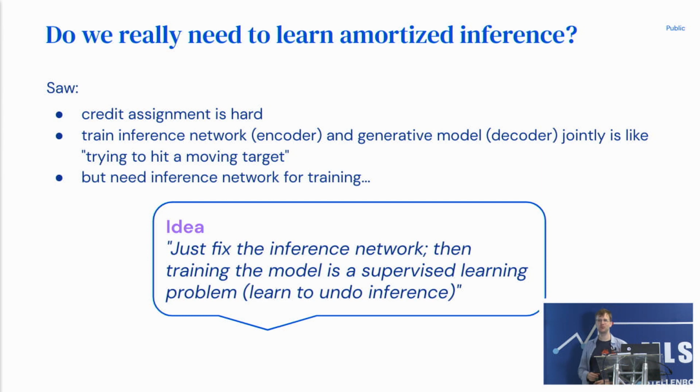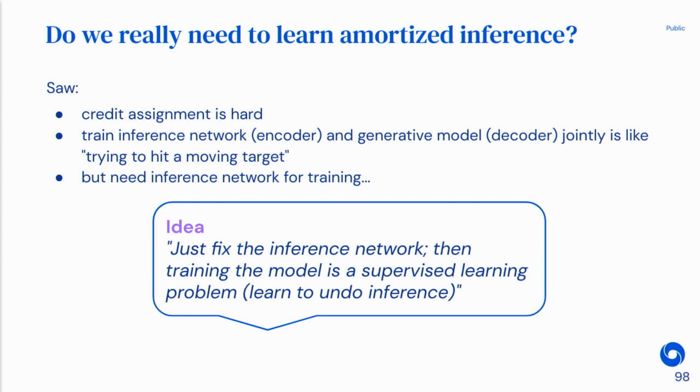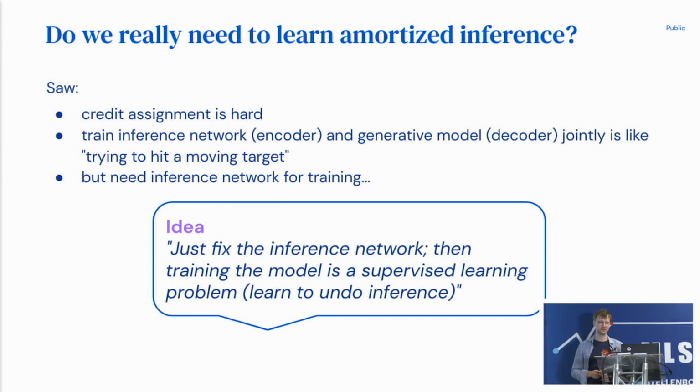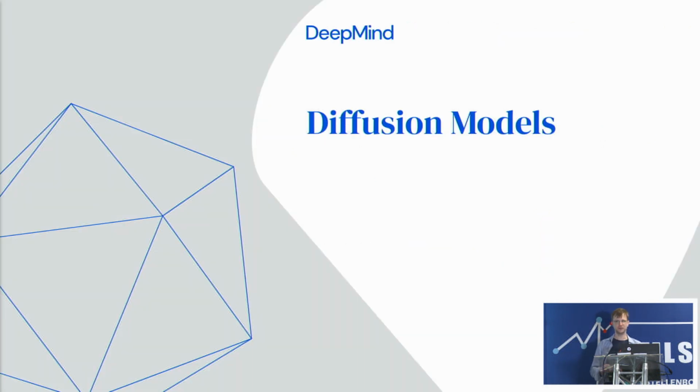One idea could be to just fix the inference network, and then training the model becomes much easier in the sense that it becomes a supervised problem, because the generative path just has to undo what the inference network did. And that then leads towards diffusion models and what they do, because you can think of diffusion models in some way as a VAE where you fix the encoder to do something specific, and we'll talk about that tomorrow.